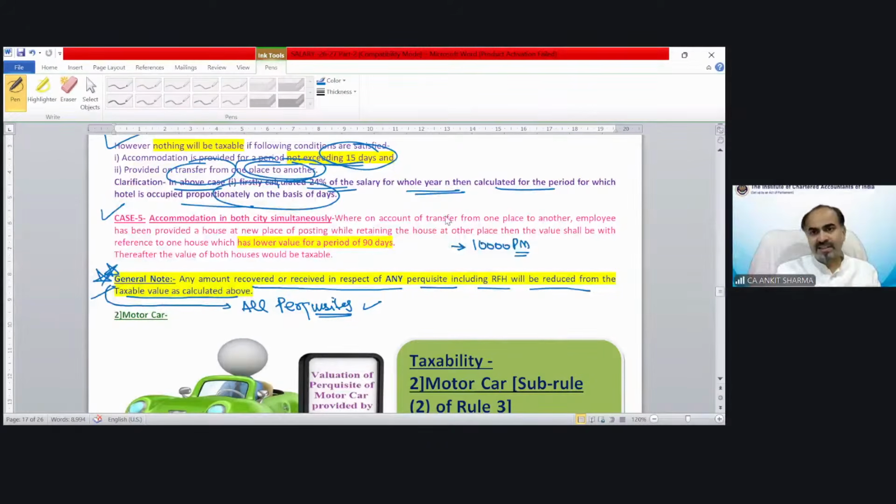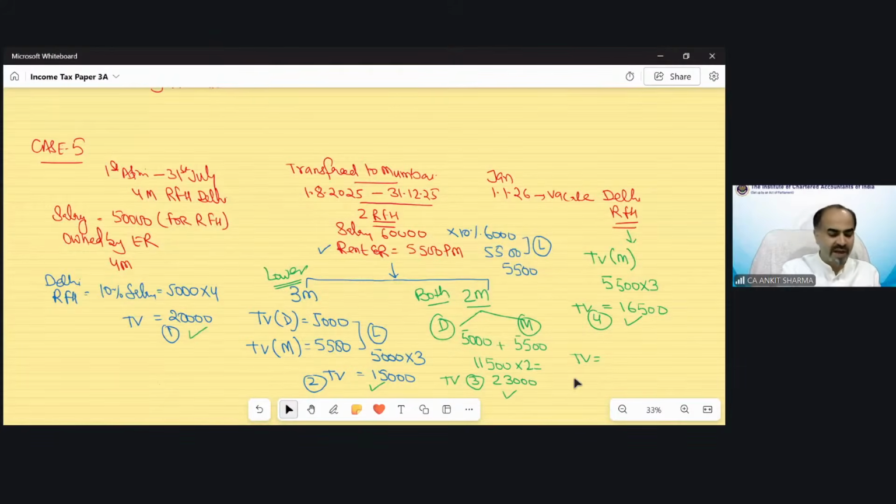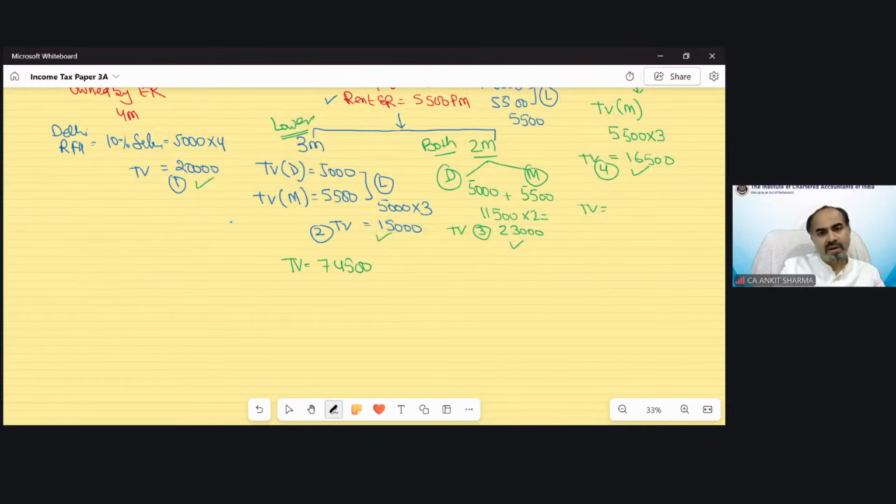As in this question we have gone through, how much is the taxable value total if we calculate? 20,000 plus 15,000 plus 23,000 plus 16,500. It's 74,500. Now suppose in this question, it has been given that employer charges 1,000 rupees per month from employee for this rent-free house facility. So taxable value means this is the free value an employee is receiving. But if you need to pay some amount to the employer for any kind of perquisite, that means now this is not the free value. The free value would be 62,500.